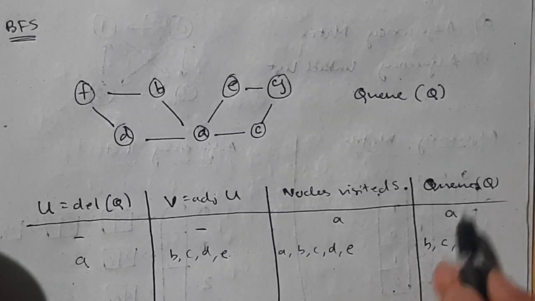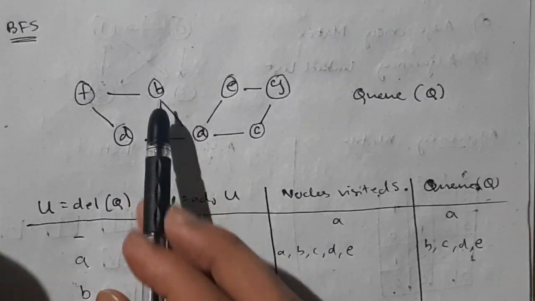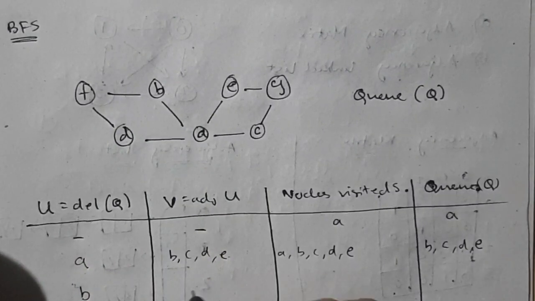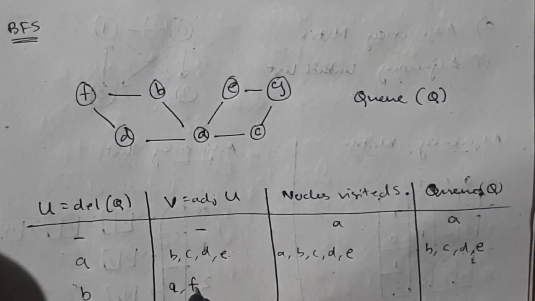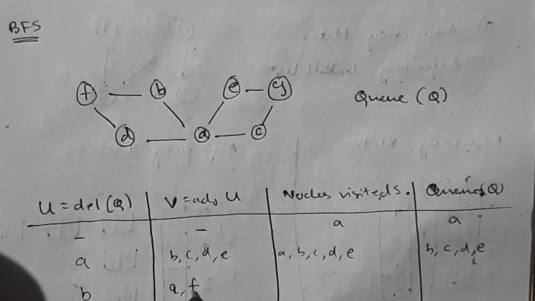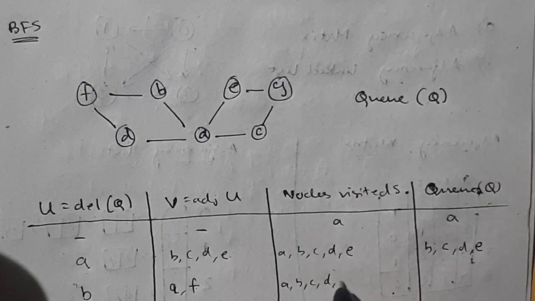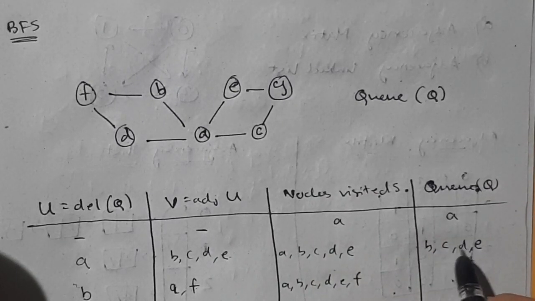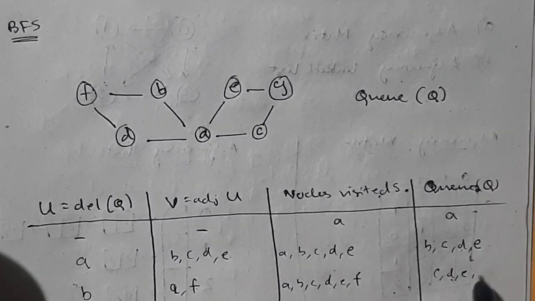Now again delete the first element of the queue, B, and write here B. Now for B, what is the adjacent one? B has adjacency with F as well as A. Write whatever it has, even if it is visited, you have to write A F. Now next, the new node visited is F, right? So you will write the same thing here, and at last you will write F. Now in Q, B was deleted, so C, D, E, but a new node was also visited, so you will write F.